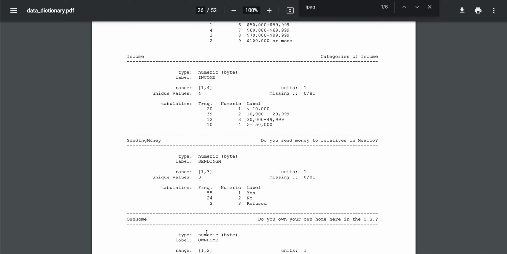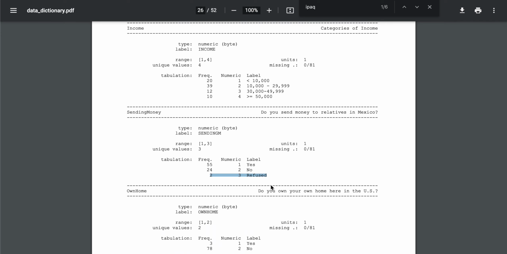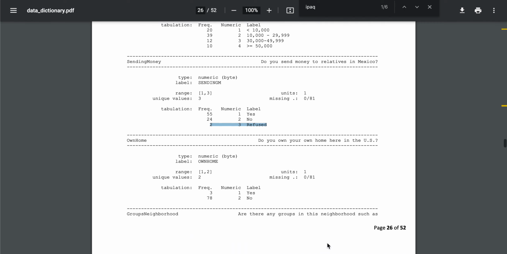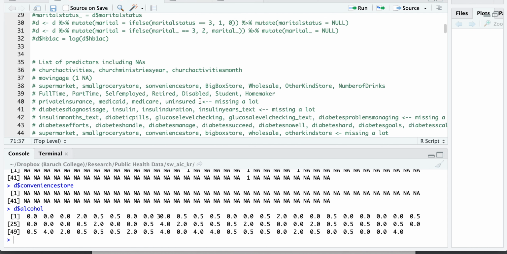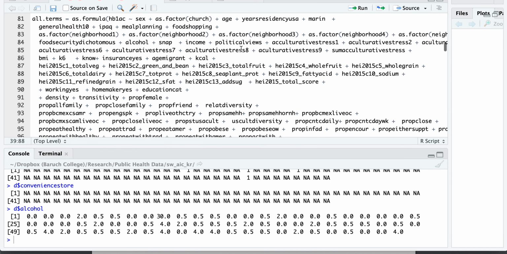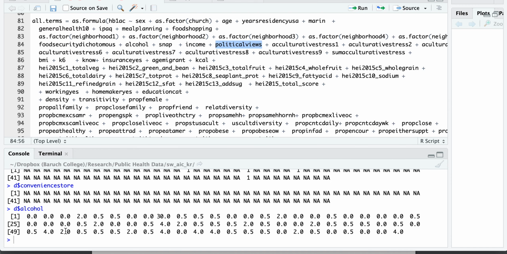There's a yes and no, and there's a refuse. There's two observations there. It seems problematic. Anyway, whatever list I create at the end, I have to speak to my colleague and say is it okay to remove these, because 2 in this category is problematic. So balance, sending money. Sending money I don't use, right? And then we go to political views.